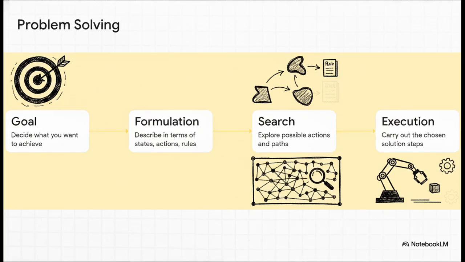Step 2 is problem formulation, which is describing the problem strictly in terms of states, available actions, and the rules needed to bridge the gap. Step 3 is search. This is where the AI explores possible actions and paths to find a sequence leading to the goal. And step 4 is execution, simply carrying out those chosen solution steps in the real world.